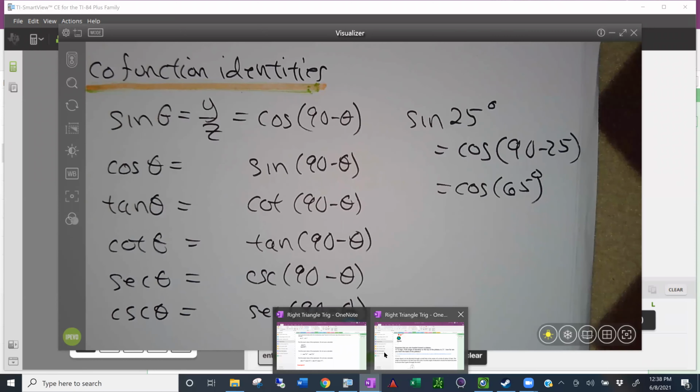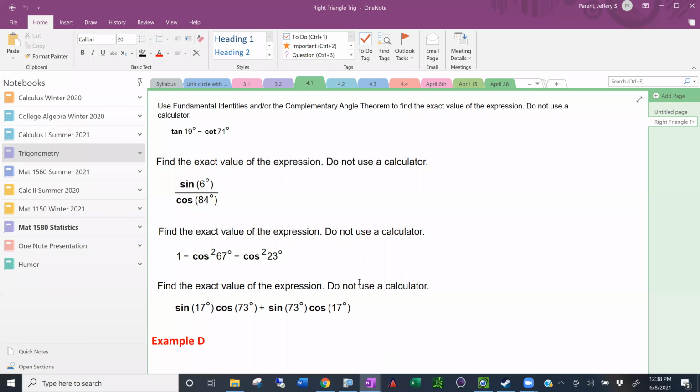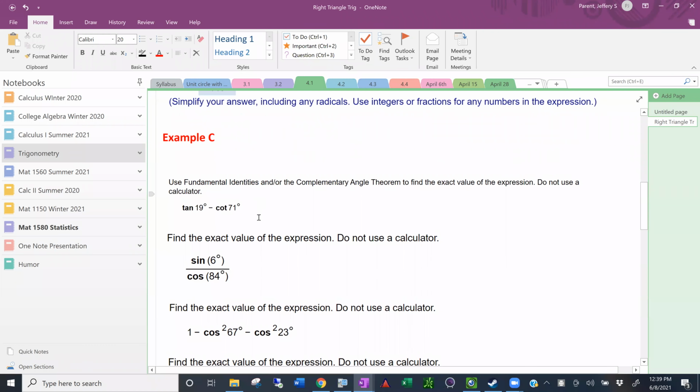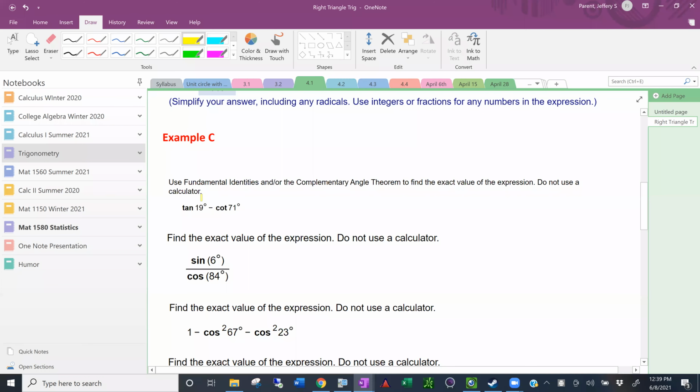How does this work in terms of our problems? What do they look like? Well, let's take a look at the first one. So tangent of 19 degrees and cosine of 71 degrees. What's the one thing that might jump out at you? Does anyone see something interesting about those angles? 19 and 71. What jumps out at me is that they add up to 90 degrees. Yeah. So I can rewrite that.